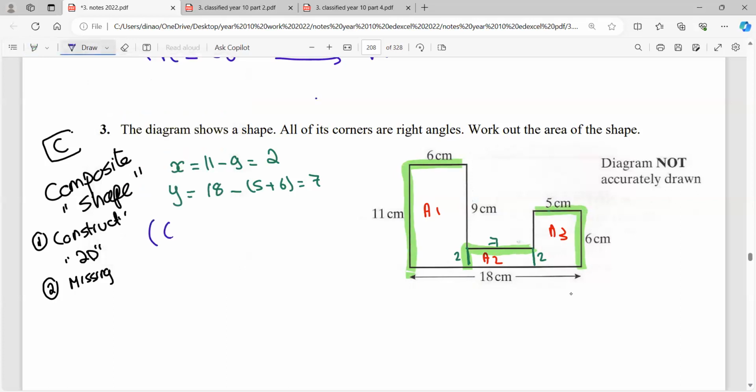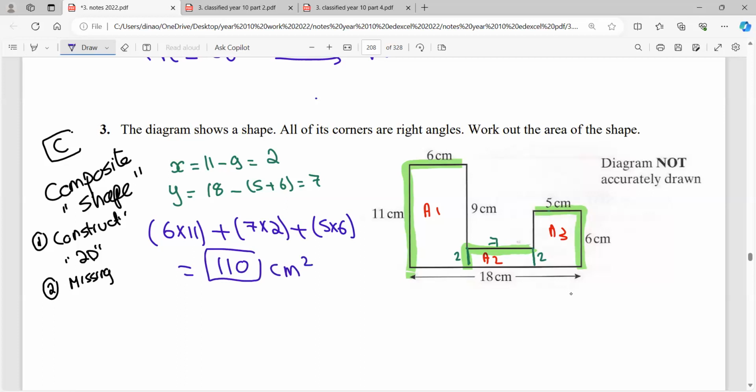So area 1 again, 6 times 11. Don't calculate it yet. Area 2, 7 times 2. Don't calculate it yet. Area 3 is 5 times 6. Now calculate. 6 times 11 plus 7 times 2 plus 5 times 6, and then you'll get a total area of 110 centimeter, of course, square.